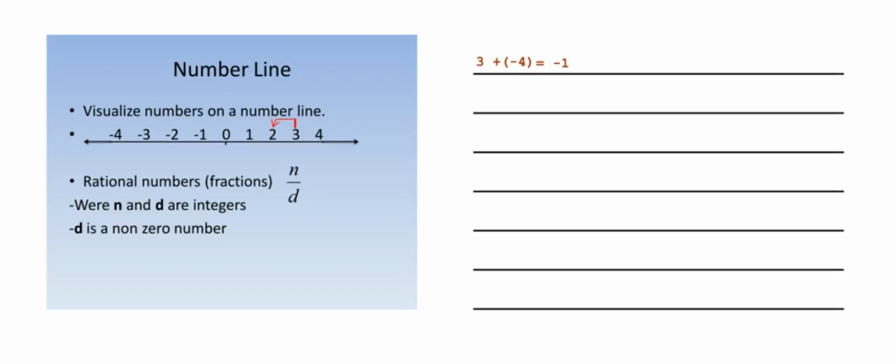So going back 1, 2, 3, and 4. We went back 4 spaces. That leaves us at negative 1. So we can see visually that the number line also helps us to be able to add or subtract, in other words.